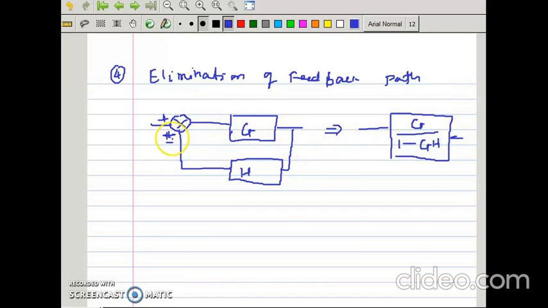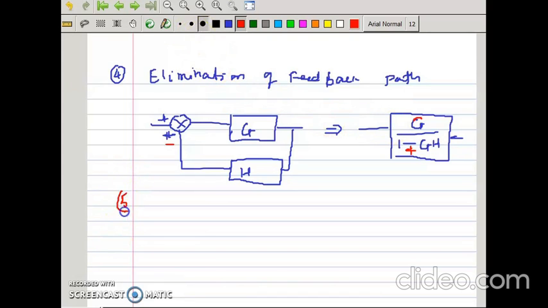If it is minus, then it becomes plus. I am just changing the color to understand. This is the elimination of the feedback path, that is the H path, using this rule. After elimination of the feedback path, the formula becomes G upon 1 minus GH. If feedback is positive, the formula should be negative. If feedback is negative, the formula should be positive.